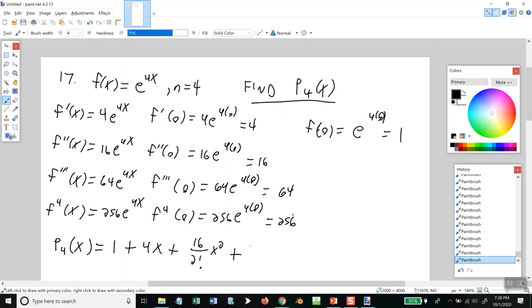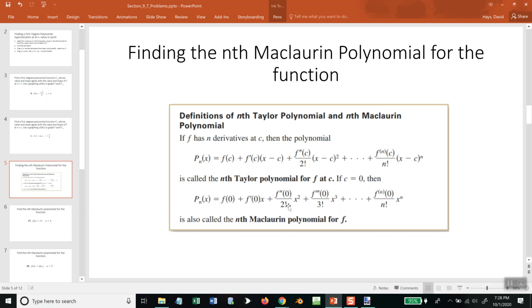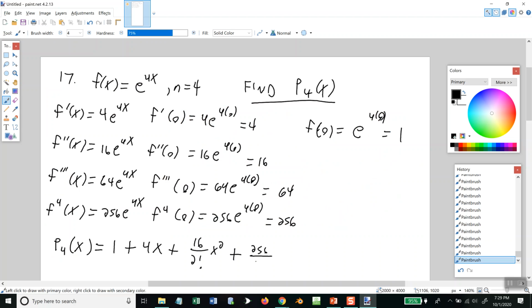Plus, let me see where it's going. This will be my third derivative. So I'm plugging in 64 over, and notice what it's increasing by. 2 factorial, 3 factorial, 4 factorial, increasing by 1, isn't it? So this will be 3 factorial. And this will be x to the third. Oh, up on top. You're right, my eyes got off. Plus 256 over 4 factorial, x to the fourth.